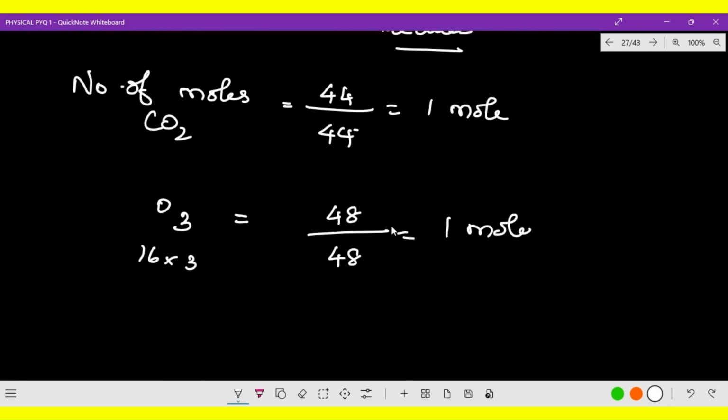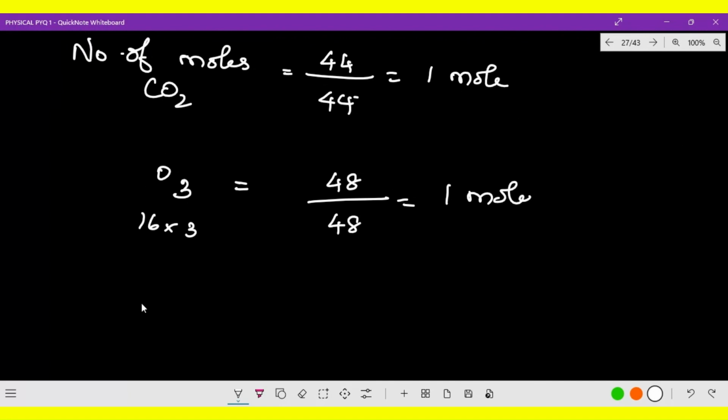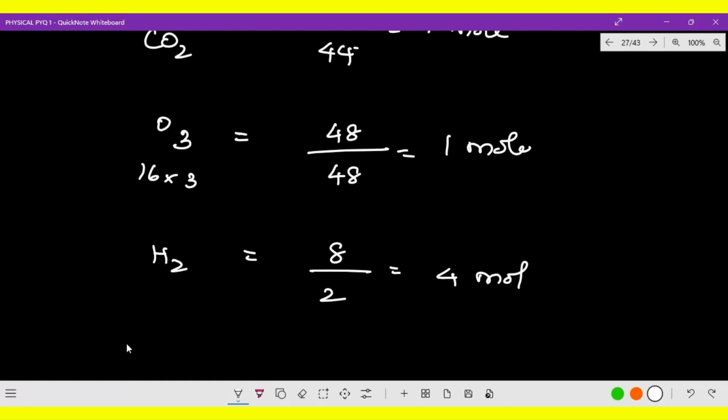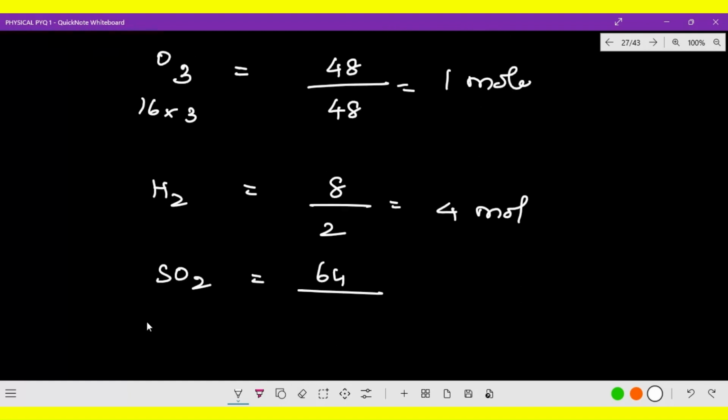Two more things we have to identify. Next, 8 gram of hydrogen. Hydrogen: 8 grams divided by the molecular mass of hydrogen, H2, which is 2. So that is actually 4 moles. Now the last one, SO2: 64 divided by molecular mass, also 64. Here sulfur is 32 and oxygen also 32, so 64. So here it is 1 mole only.